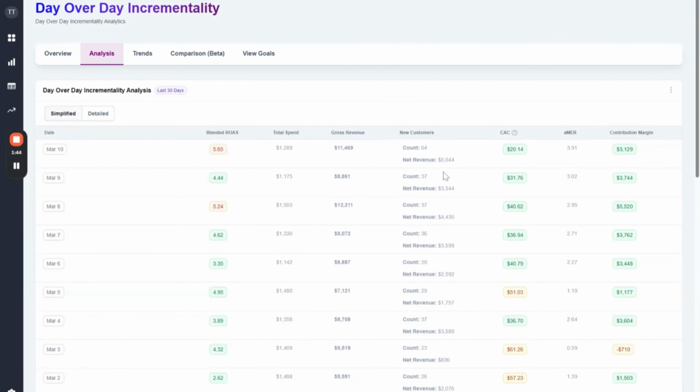So how many new customers are we gaining each day? What is our net revenue? And then what are we acquiring each customer at? So our customer acquisition cost, ranging from $40 a customer to $20 a customer.